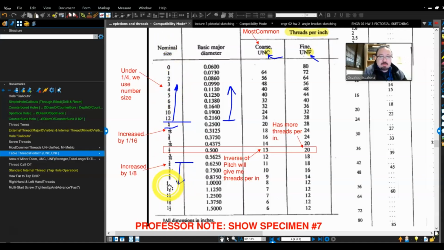And again, this is a nice cheat sheet because it tells you what your nominal size is, how you will call it out, and what your actual major diameter is. Remember, you have two types of threads: unified national coarse and unified national fine. You will notice that for the fine you have more threads, so you have a bigger number right here. Threads per inch, in this case, will be 20.